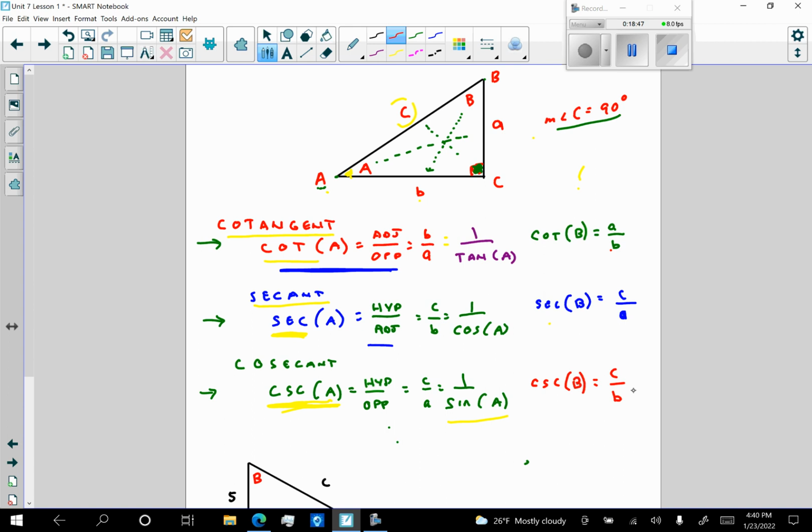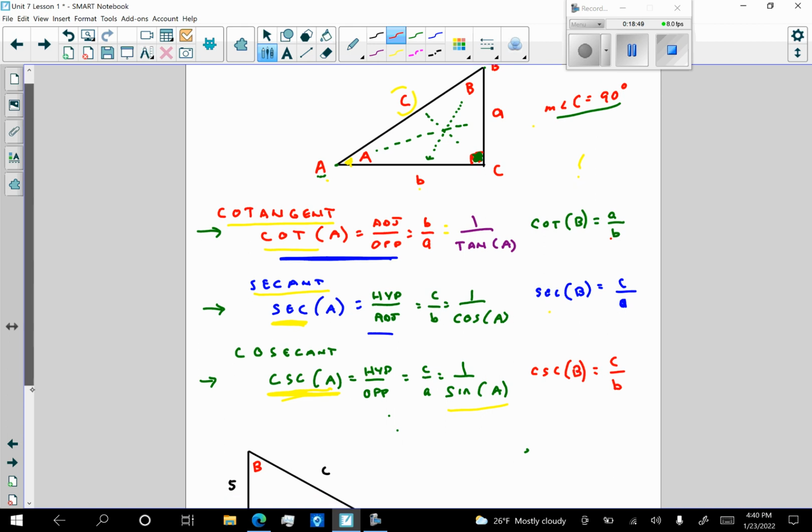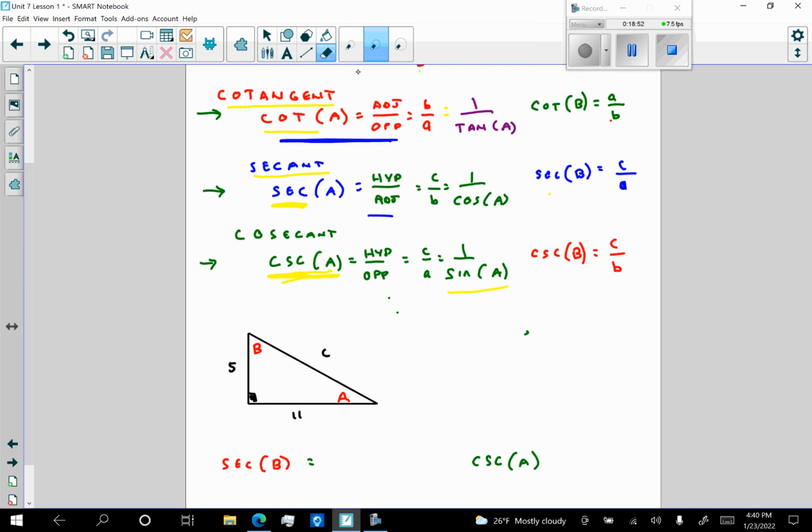All right, let's do an example with these. Here I have a right triangle with one leg of 5 and one leg of 11, and I want to find the secant of angle B.